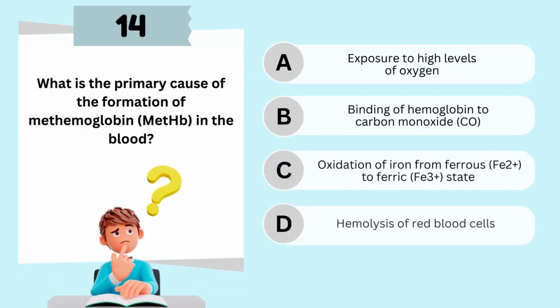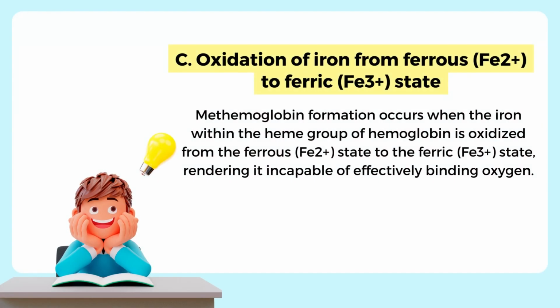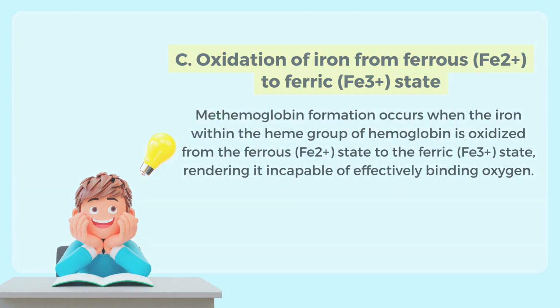What is the primary cause of the formation of methemoglobin in the blood? The correct answer is C. Oxidation of iron from ferrous to ferric state.